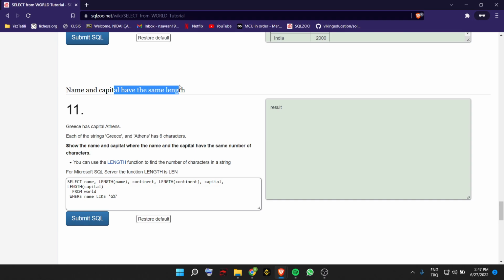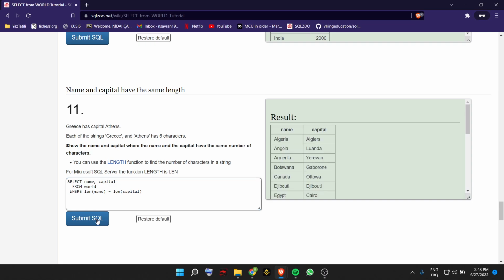The name and capital have the same length. We have to pick, show the name and the capital, from world, where name length, LEN of name using Microsoft SQL, so LEN(name) is equal to LEN(capital), I guess. I think we are using MS SQL.